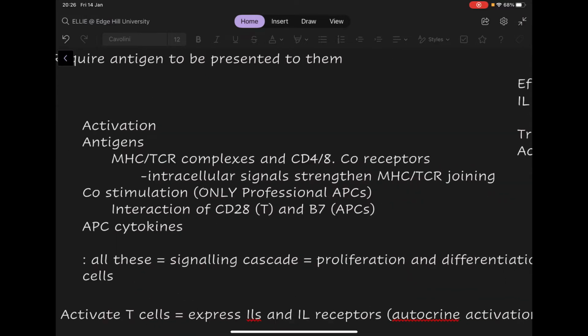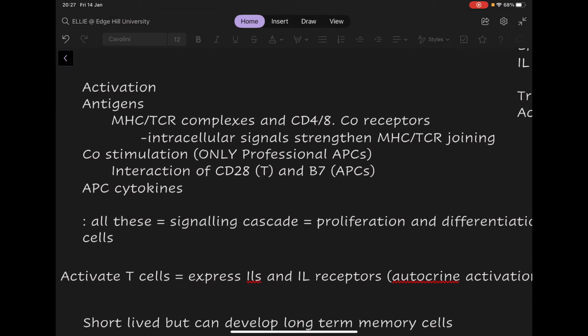So MHC-TCR complexes, which are when the T cell receptors bind to the MHC molecules, and CD4 and CD8 co-receptors result in intracellular signalling, which strengthens this bonding and complex between the MHC and the TCR. Co-stimulation only occurs with professional antigen-presenting cells, and it's further strengthened by interaction of CD28 on T cells and B7 on antigen-presenting cells.